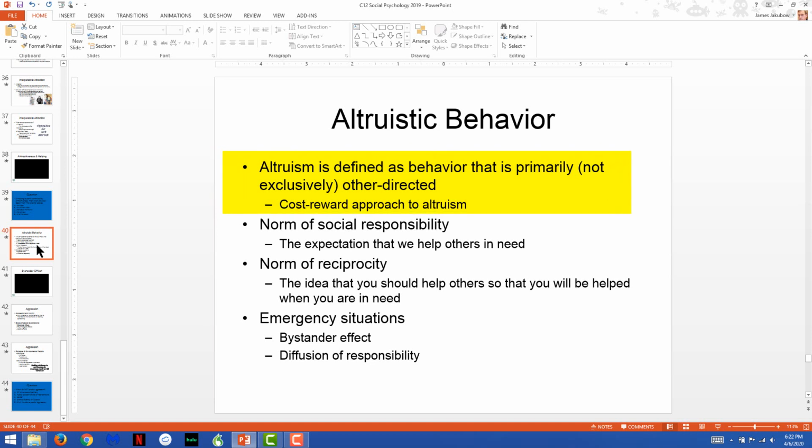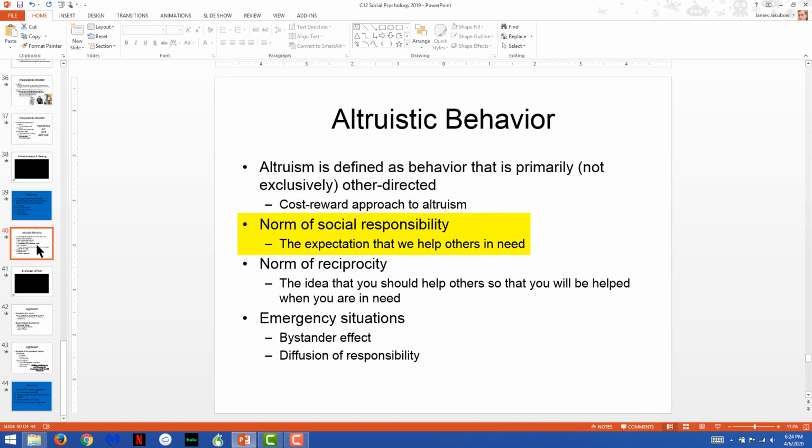So in this case, you were essentially applying a cost-reward approach. How many problems will you get if you help this person? What will it actually cost you socially, financially, in time to be able to help this other person? And what are you actually going to get back from it? Now, when you look at this, there are a few standard aspects of altruistic behavior that typically stand out.